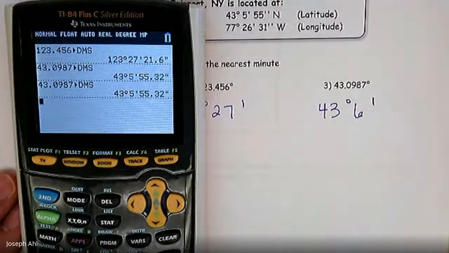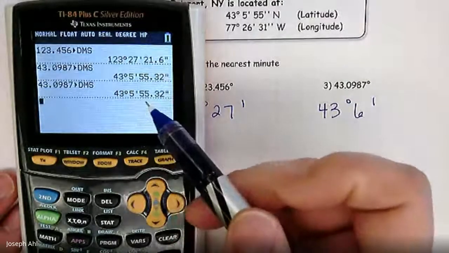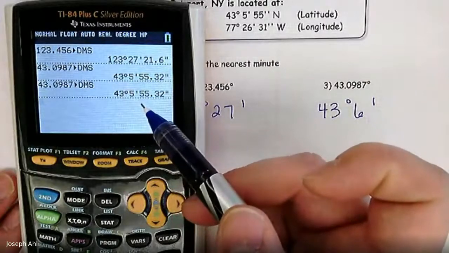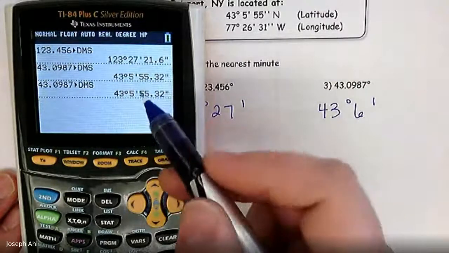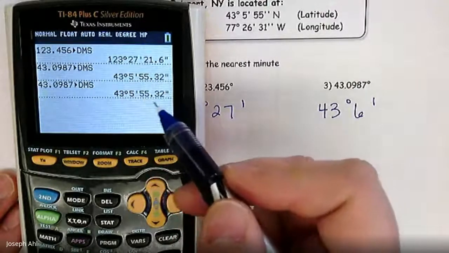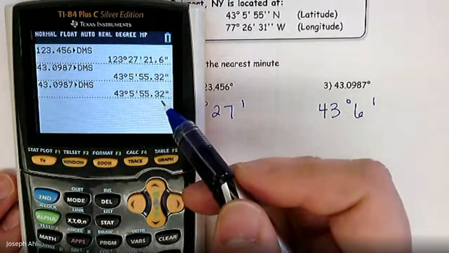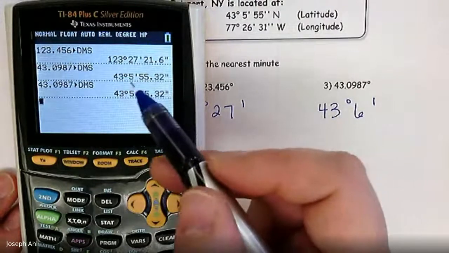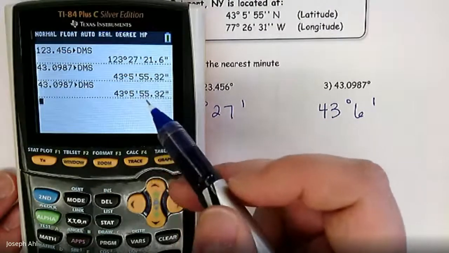Now, did it round up because this was a 5 and 5 or more rounds us up? The answer is no, not necessarily. The reason why this rounded up is because this is more than 30 seconds. 30 seconds is now the boundary because, again, 60 seconds per minute. If we're going to round up to the next minute, this has to be 30 seconds or more.